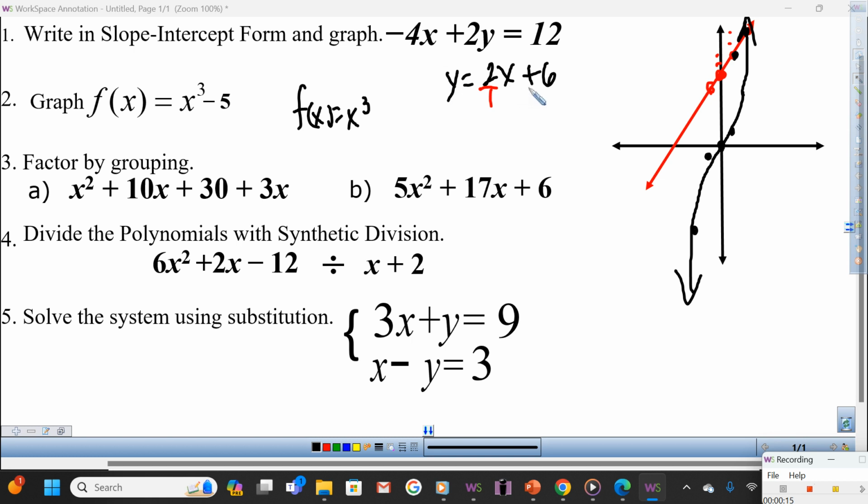So number one, y equals 2x plus 6 is right here. And we're working on f of x equals x cubed. Pass someone, Anthony D, since everybody's very talkative today.